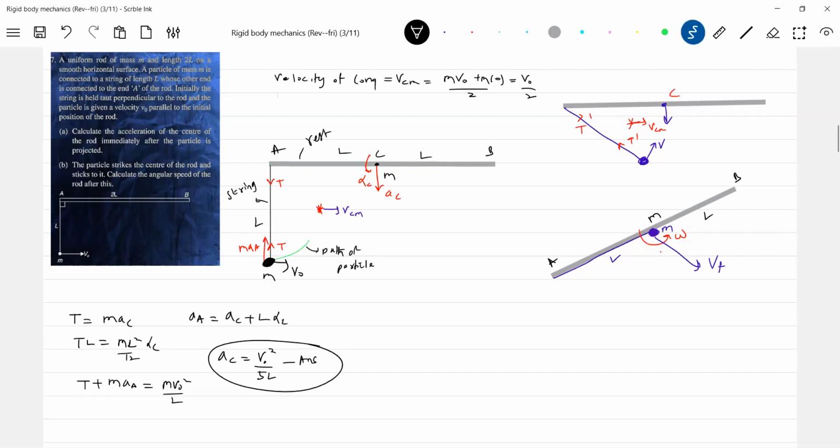So I'll apply conservation of angular momentum about the center of mass. First we'll calculate the velocity of the rod with respect to the center of mass, which should be equal to VR minus VC, which is 0.